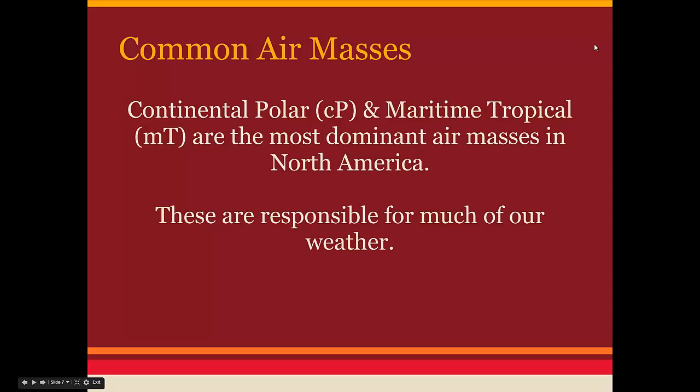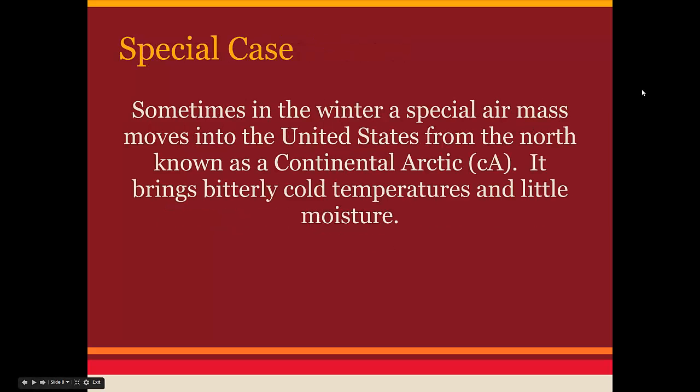In the United States, the continental polar and maritime tropical are the most dominant air masses in North America. We're going to see most of those because, as we're going to see on the map in a minute, we'll get those continental polars from over Canada and the maritime tropical up from areas like the Gulf of Mexico and the southern Atlantic and Pacific Oceans. Those two types of air masses are responsible for much of our weather.